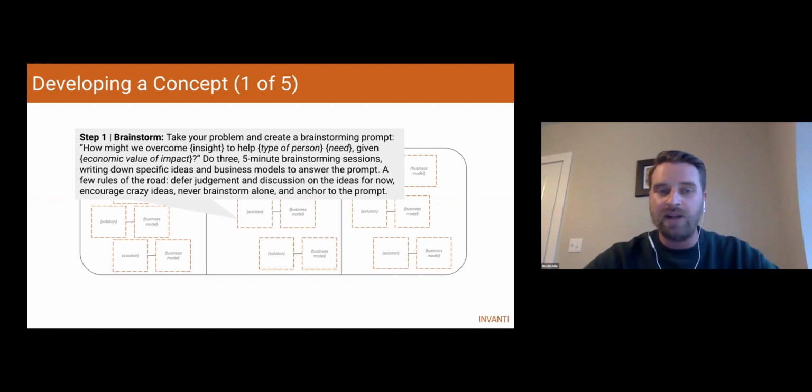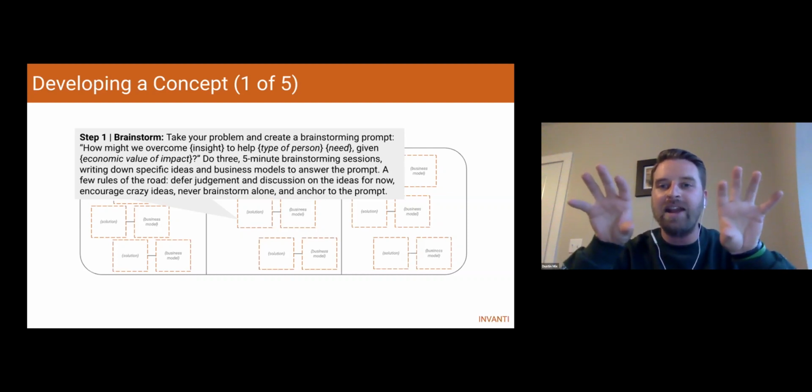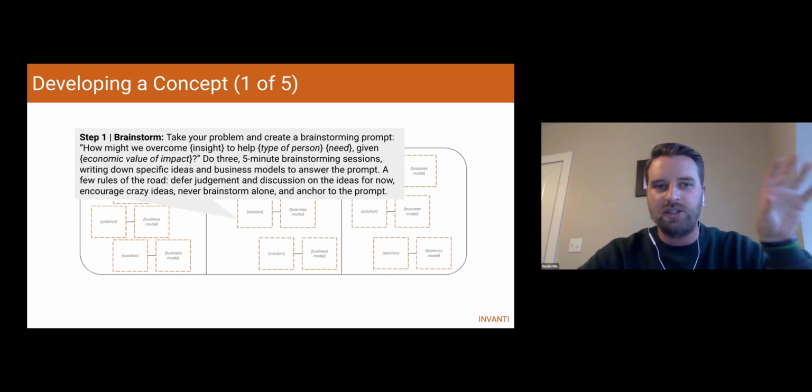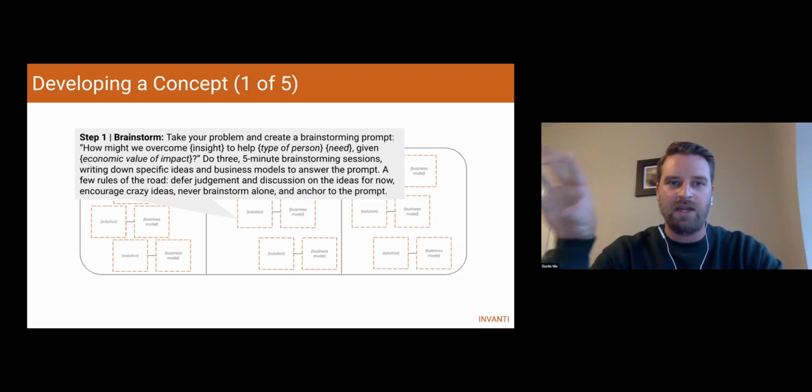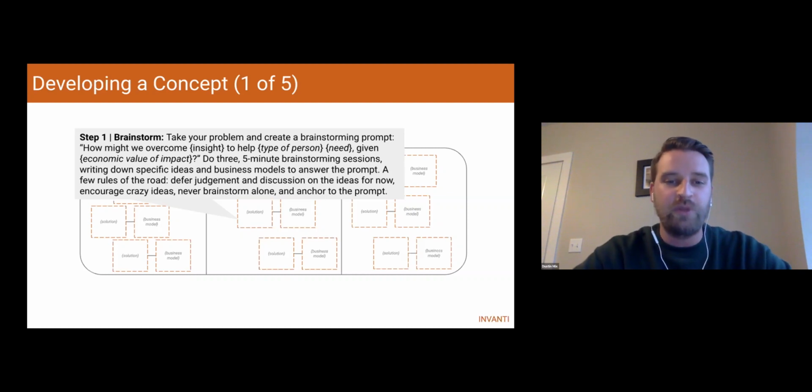And what we're going to try to brainstorm is solution and business model pairs. When you come out of this stage, you should be able to say, here's the solution that I have, and here's how I make money based on delivering that solution. It doesn't get much more complicated than that. We have a few tips for you.